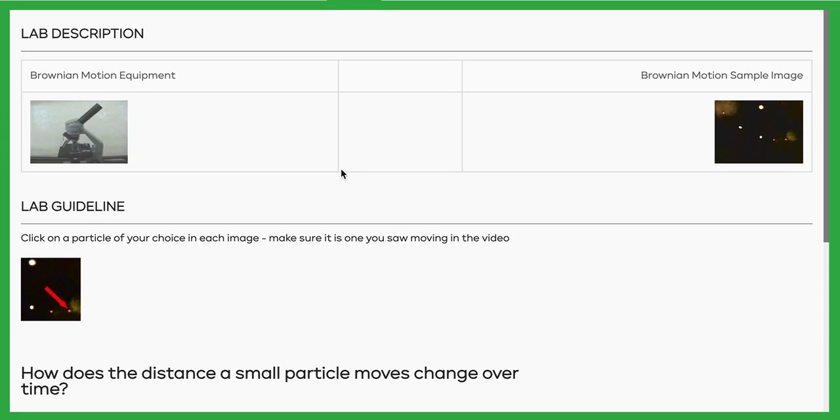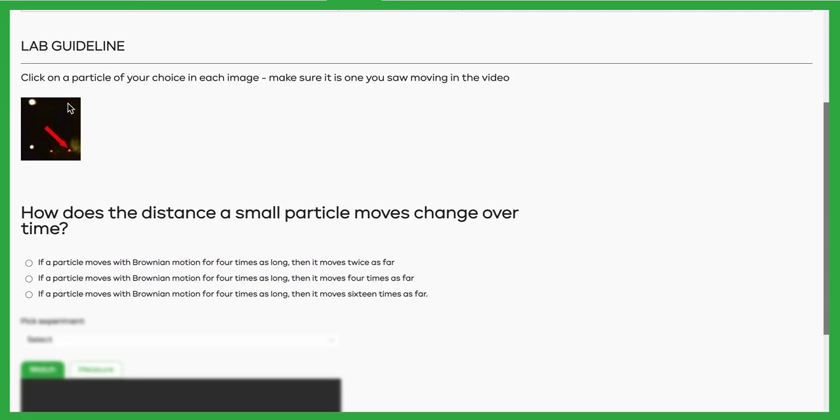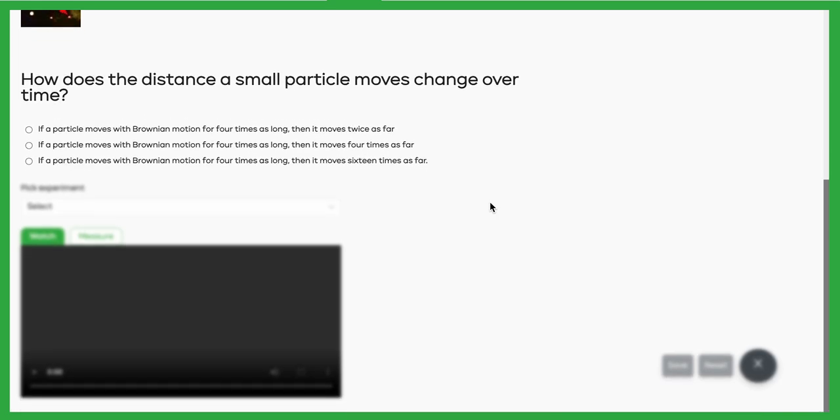So if I scroll to the top of the page, you can see that we're looking at a microscope as the equipment of the lab. In the sample image, you can see some small particles under the microscope view. Now the guideline is telling you that you're going to click on the particle of your choice and follow a particle that you saw moving in the video, frame to frame, by clicking on it.